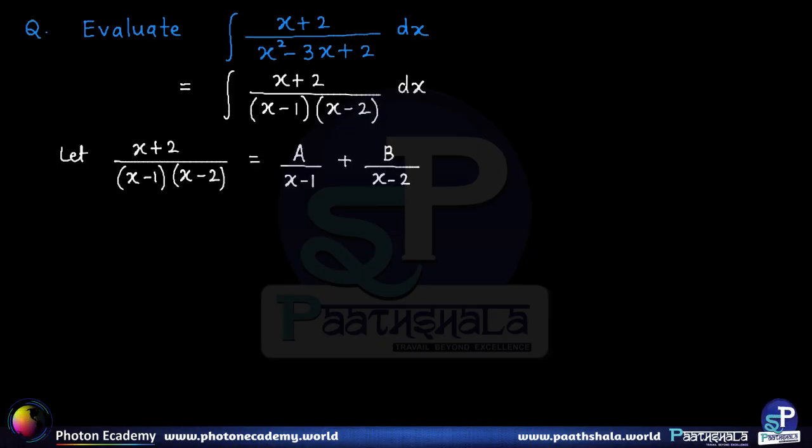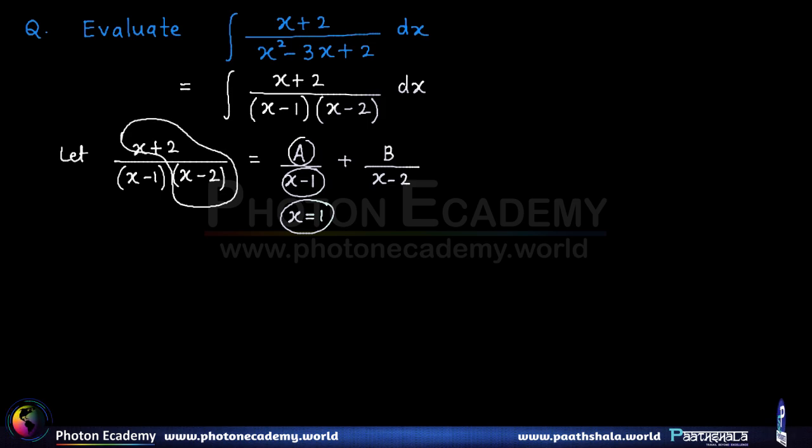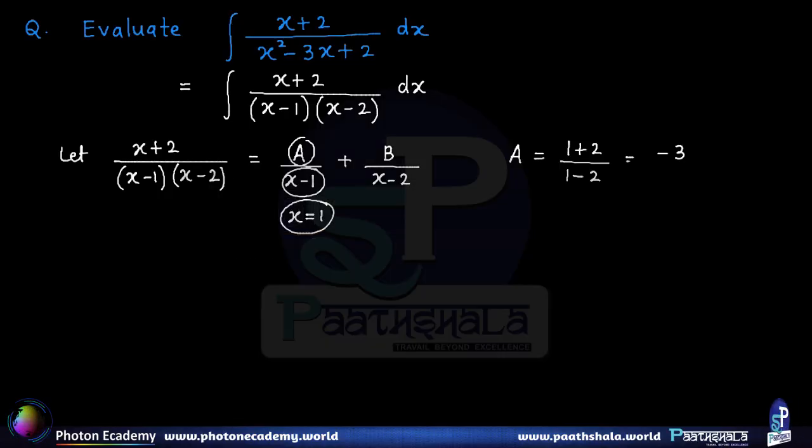Right? So as we have seen, to get the value of A, make its denominator 0, that is we have to put x as 1. Now where do we have to put x as 1? In the expression other than x minus 1. So therefore we get A as 1 plus 2 upon 1 minus 2, isn't it? So that gives us minus 3.